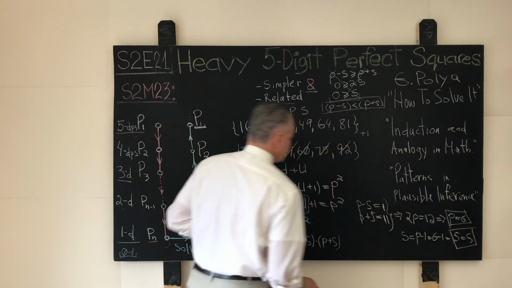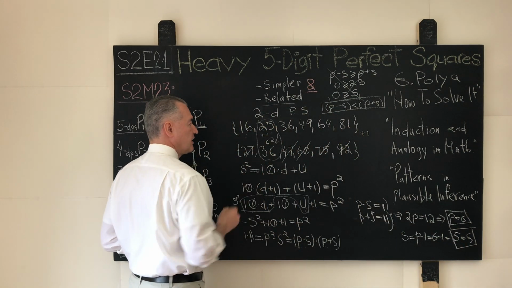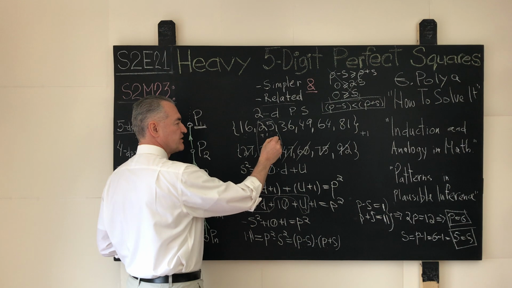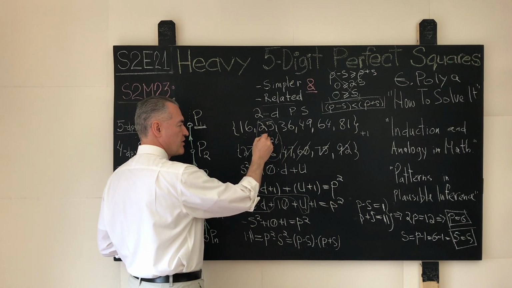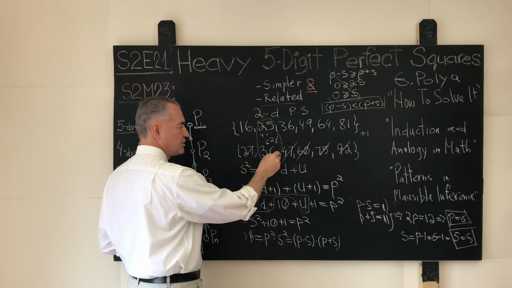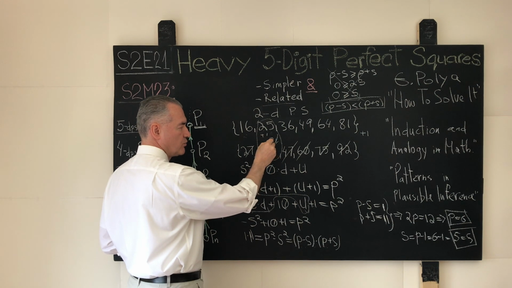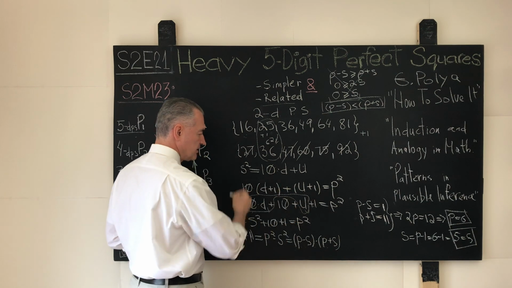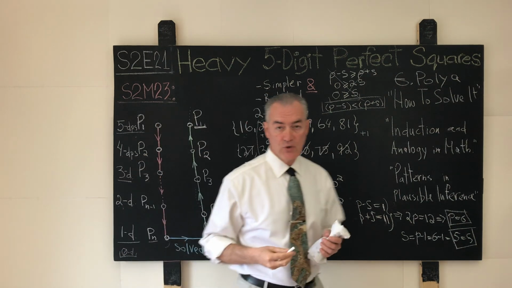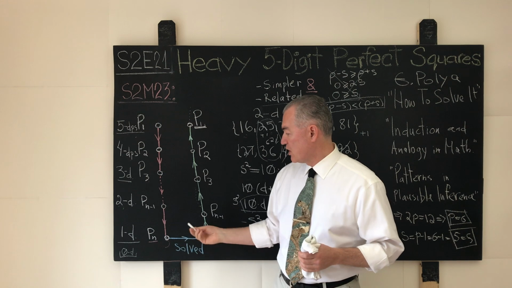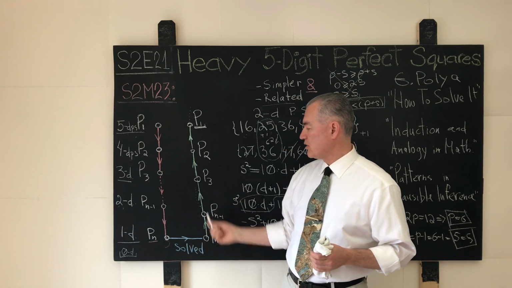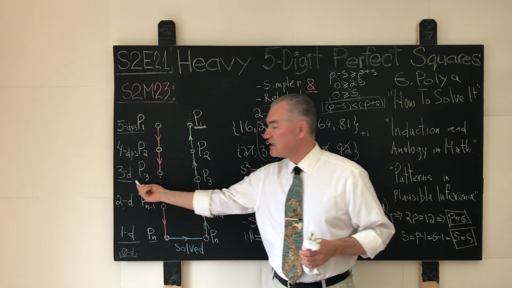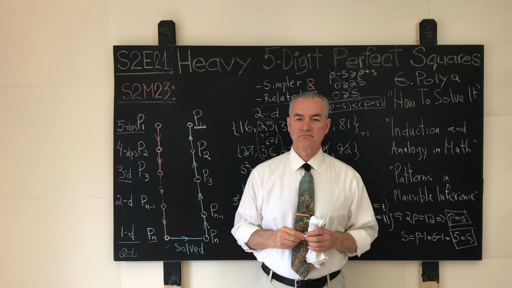5 squared is 25. 25 is a perfect square. 5 plus 1 is 6. 2 plus 1 is 3. There are no carries. 36 happens to be a perfect square, which is 6 squared. Problem solved. Now that we understand how these things work with the two-digit perfect squares, we can keep climbing out of the hole and step up to the three-digit perfect square.